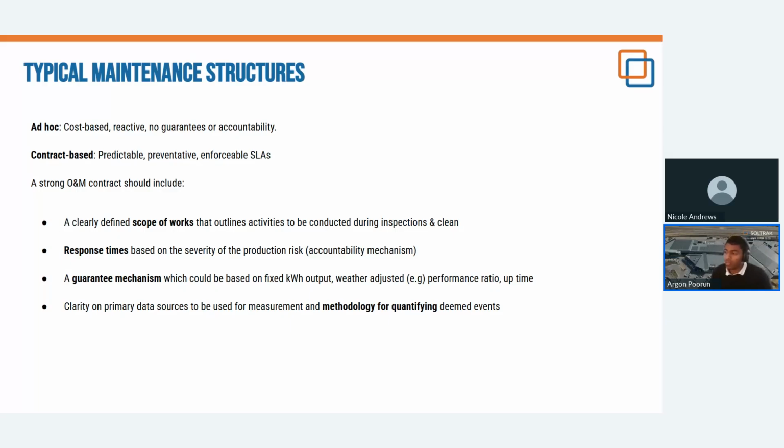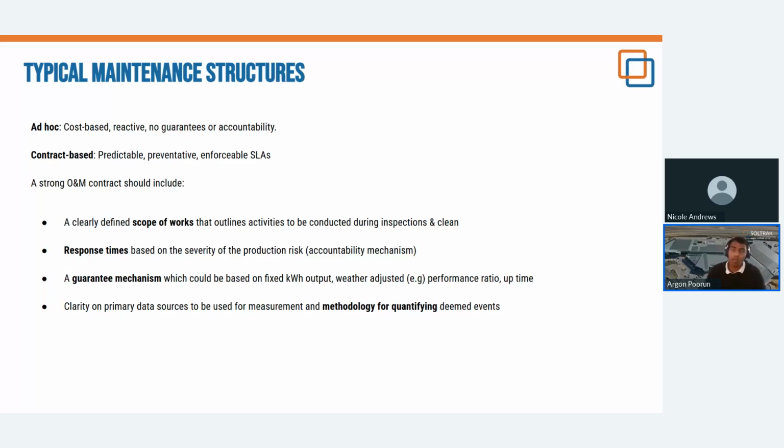And then lastly is availability or uptime. So all the service provider is guaranteeing there is that the plant will be available or will be online for a certain percentage of a month or a year. They're not necessarily giving you a guarantee on how much the plant will produce.